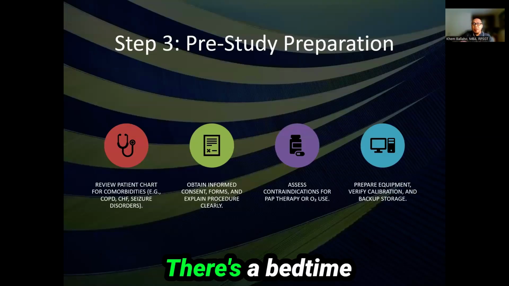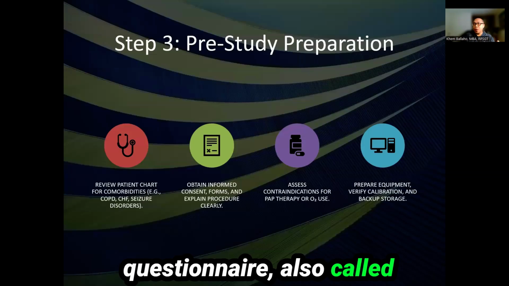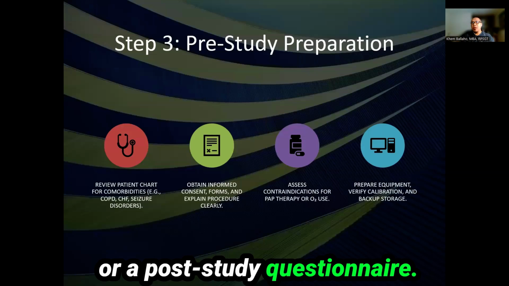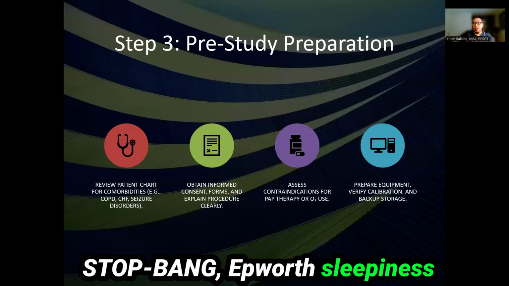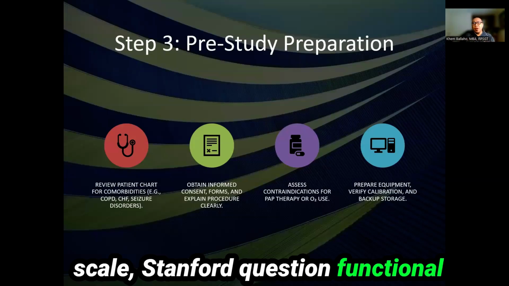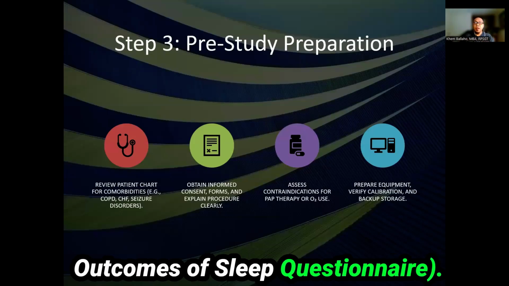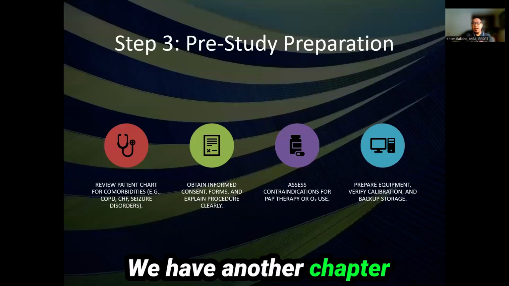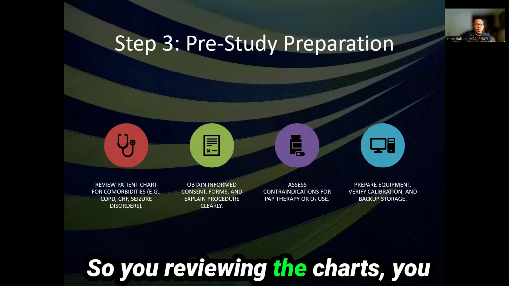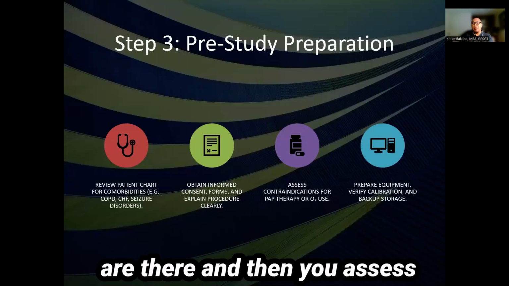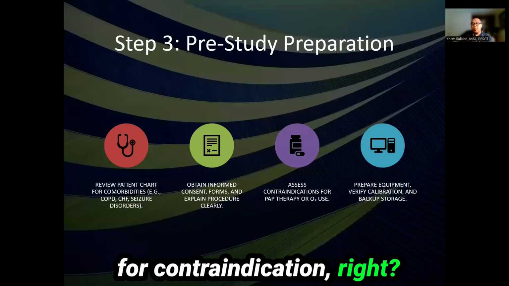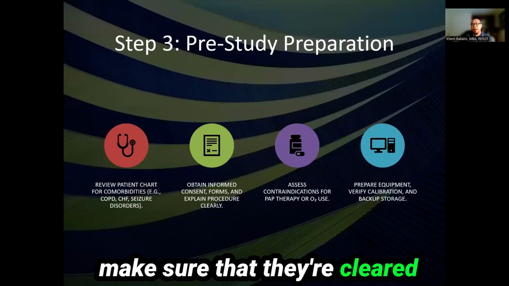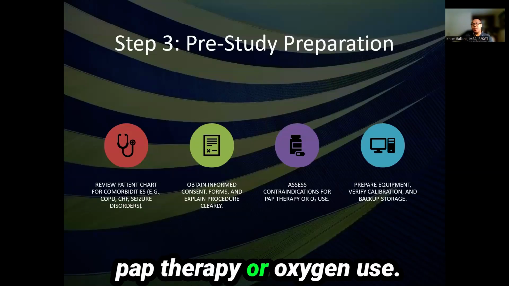Now there are other forms. There's a bedtime questionnaire, also called a pre-study questionnaire, and there's a morning questionnaire or post-study questionnaire. And so you also have the STOP-BANG, Epworth Sleepiness Scale, and the Functional Outcomes of Sleep Questionnaire, or FOSQ. There are so many different questionnaires in the sleep lab or sleep center. We have another chapter that we talk about. So you're reviewing the charts, you ensure that all the documents are there, and then you assess for contraindications, right? If the order says the patient must be titrated for the night, you make sure that they're cleared for any contraindications for PAP therapy or oxygen use.